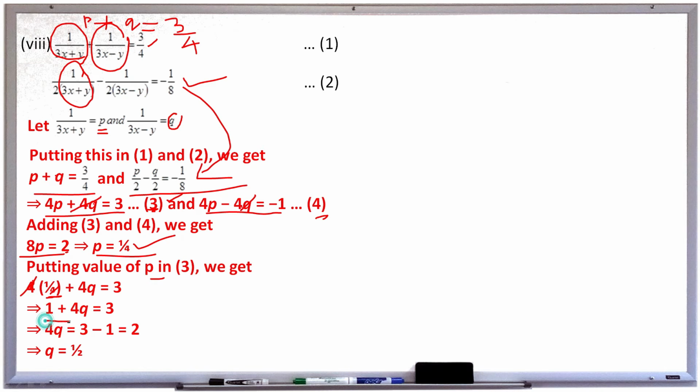Now what is there, 1 plus 4q is equal to 3. We want the value of q, so bring 1 to the right hand side, it will become minus 1. So 3 minus 1 is equal to 2, 4q is equal to 2, so q is 2 by 4. Simplifying, 2 ones are 2, 2 twos are 4, so q is equal to 1 by 2.